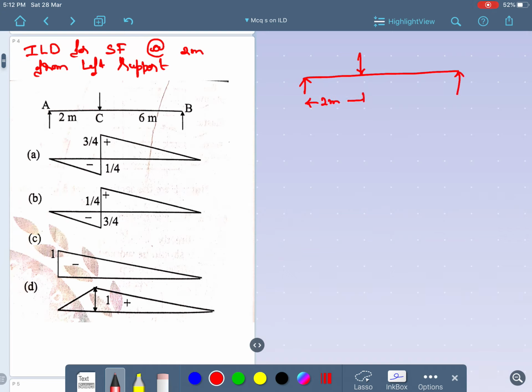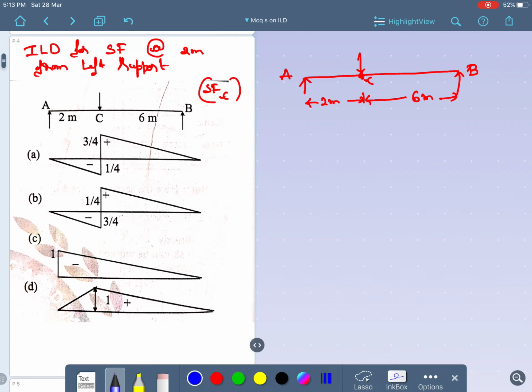Let me take this as 2 meter and the remaining length is 6 meters. Point A, point B and point C. They're asking us to find the shear force at 2 meter from the left support. This is the point where 2 meter is present, which indirectly means find the shear force at point C.